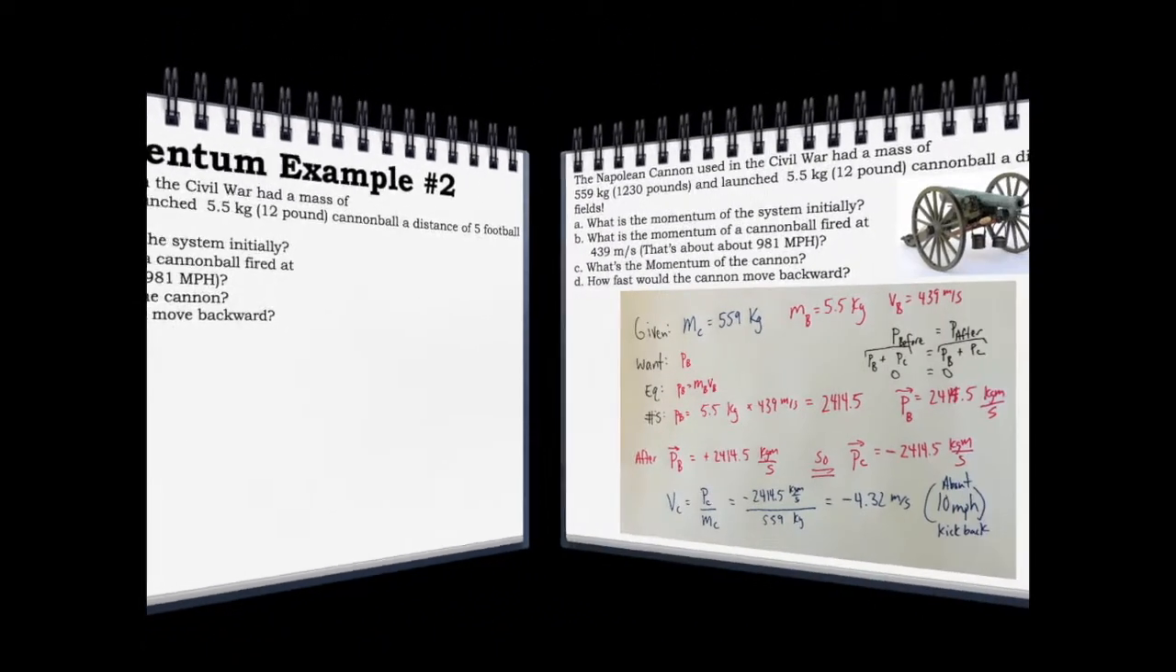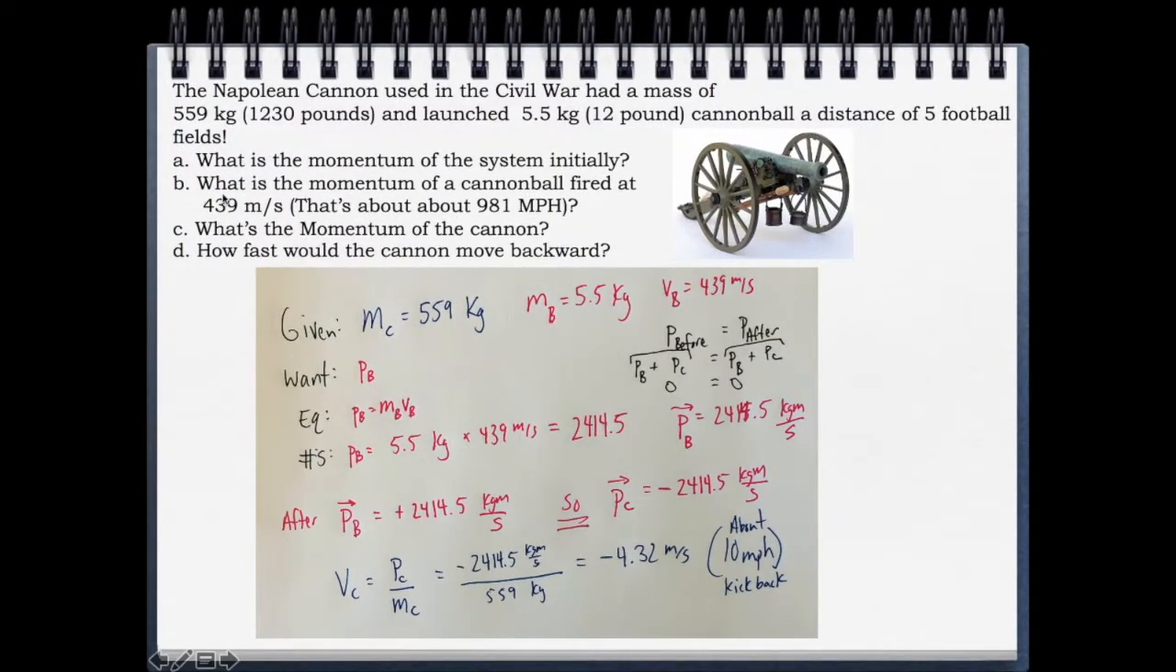So I mathed this out for us. So for B, we know that we have the mass of the cannon, so M sub C is 559, and then we have the ball, which the mass of the ball is 5.5 kilograms. We know the velocity of the ball is 439. So our momentum equation is actually kind of nice because we know that P equals mv. So for here, we just take 5.5 times 439, and the momentum of the ball is 2,414.5.